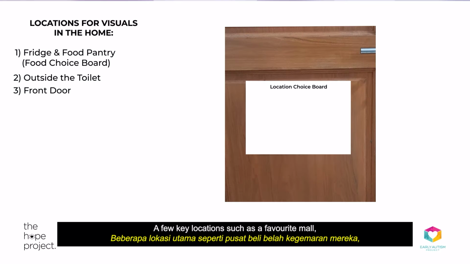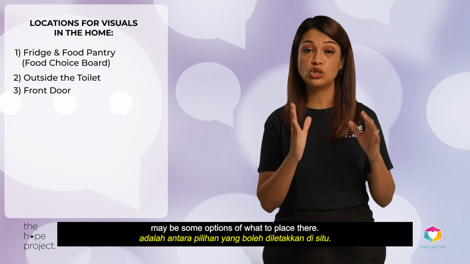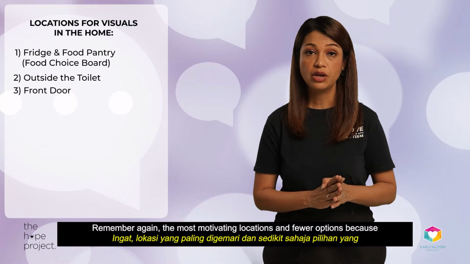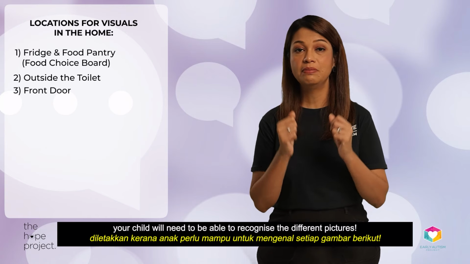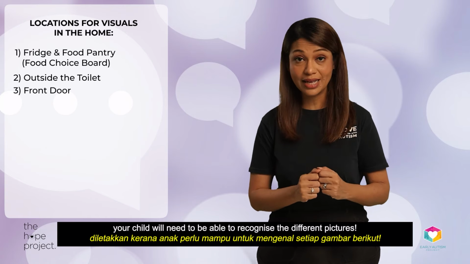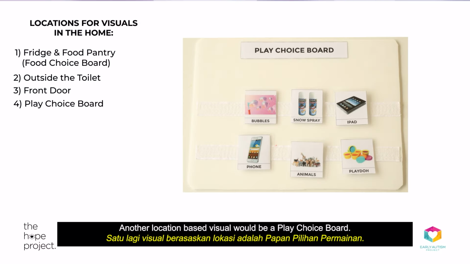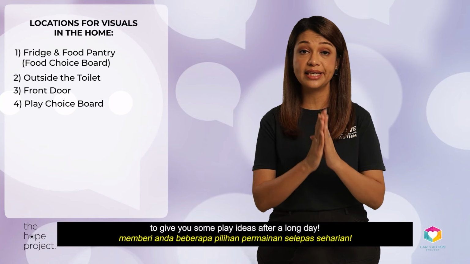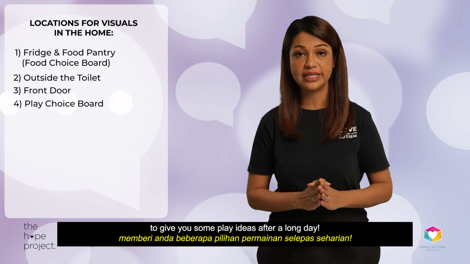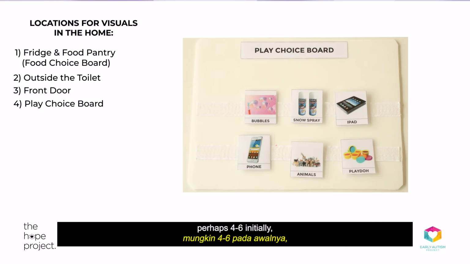A few key locations such as the favorite mall, restaurants, the swimming pool, the park, and even the grandparents' home may be options of what to place on that visual board. Remember again the most motivating locations and the fewer options, because your child will need to be able to recognize the different pictures. Another location-based visual would be a play choice board. This would actually be very helpful for parents and teachers, as well as to give you some play ideas after a long day. Again, it would be a few favorite play choices of your child, perhaps 4 to 6 initially.